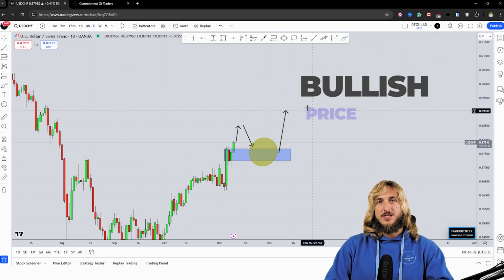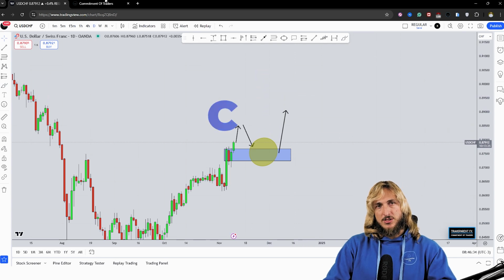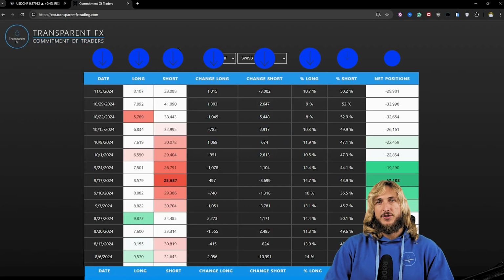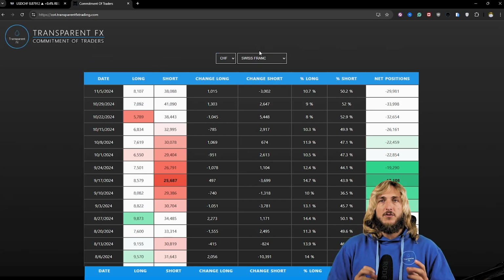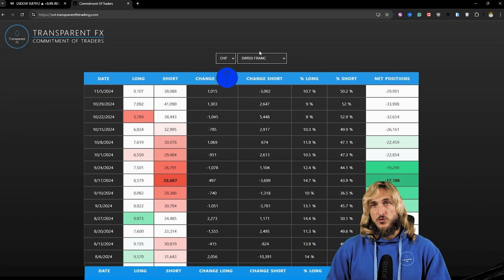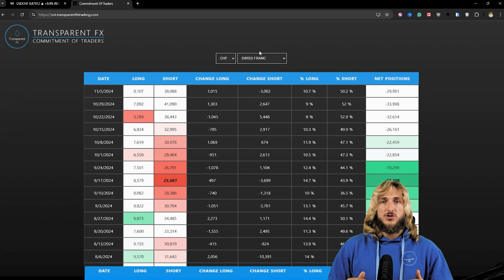Now, why do I say more institutional longing? Because if we look at the Commitment of Traders, so what the big players in the market are doing, and we look at the data for the CHF, the first thing to keep in mind is that we're actually already looking at CHF USD. So if we want information on USD CHF, we simply have to reverse everything.